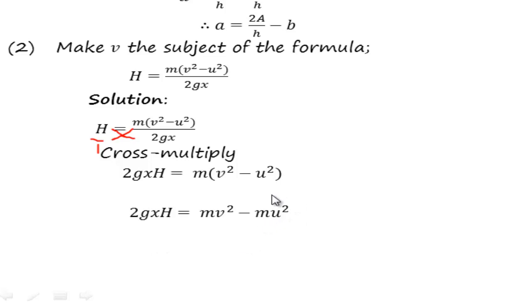You make this MV squared the subject of formula by carrying MU squared back to this place, which is going to turn to plus because it's minus before, which is now going to be 2gsH plus MU squared equals MV squared. Having done that, you divide both sides by M to get your V that you want to make the subject of formula, which is like this.